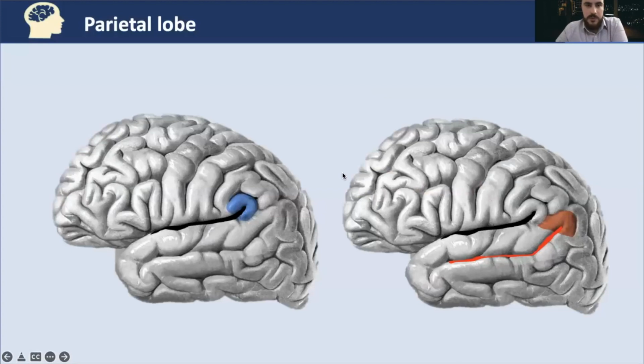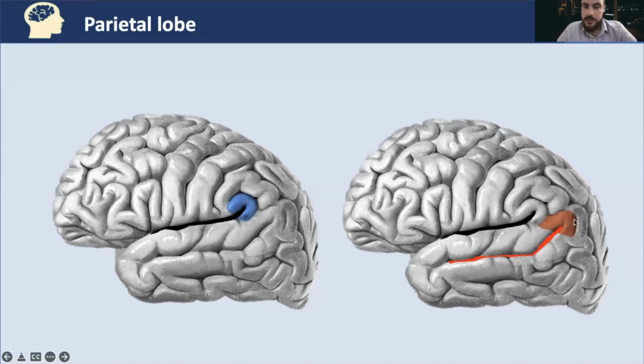Now, two more things in the parietal lobe to be discussed. We have two areas, the supramarginal area and the angular area. The supramarginal area is demarcated here in the blue area. It occurs on both sides of the Sylvian fissure, at the posterior end of the Sylvian fissure.